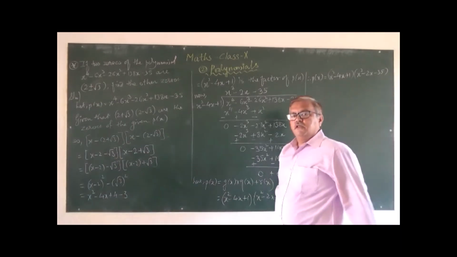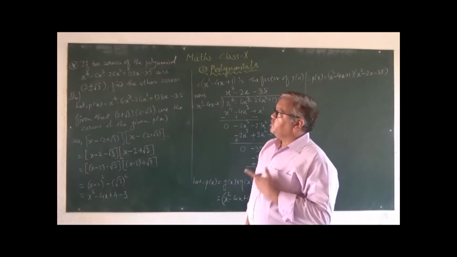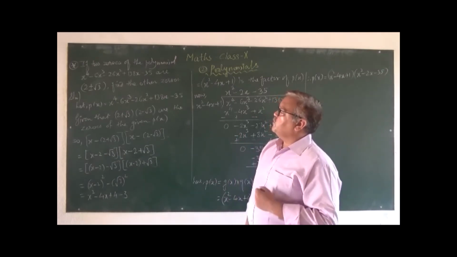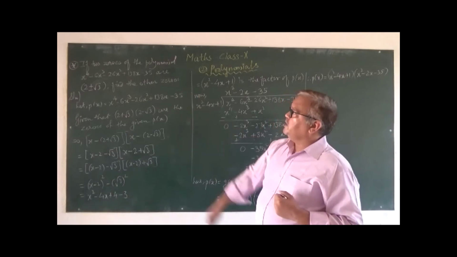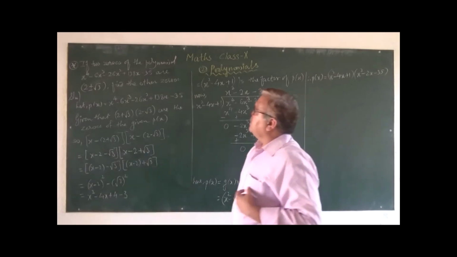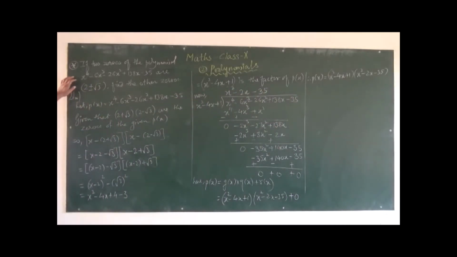Hello students, let us see one more problem similar to question number 3 from 2.3. I have selected this from optional exercise 2.4, question number 4. I have not written the number here. The question is: if two zeros of the polynomial x raised to 4 minus 6x cube minus 26x square plus 138x minus 35 are 2 plus or minus root 3, find the other zeros.